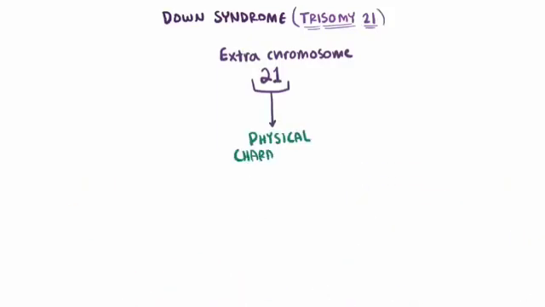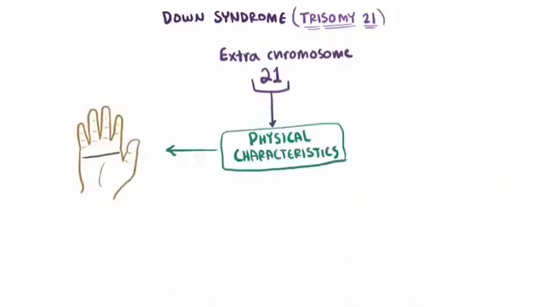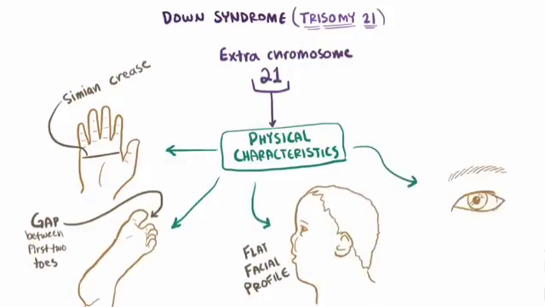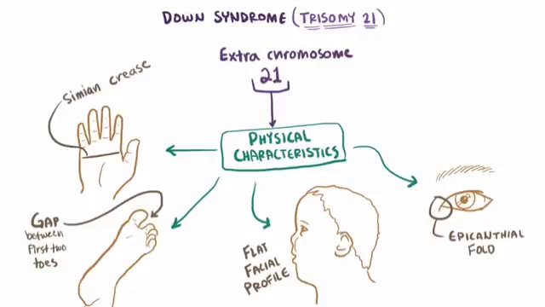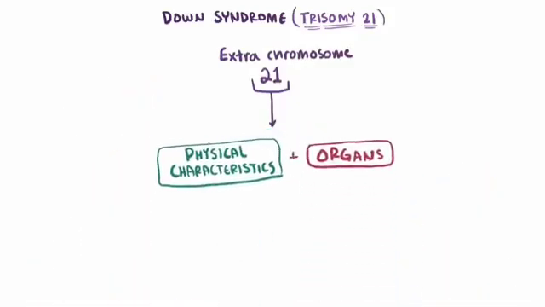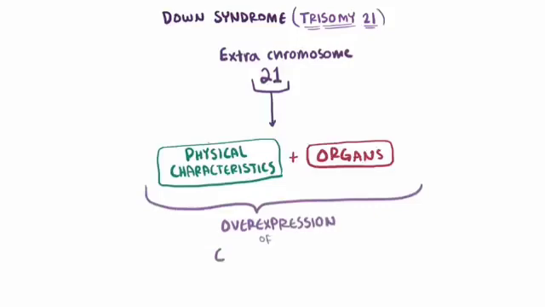There are several physical characteristics as well, like a simian crease in the hands, a gap between the first 2 toes, a flat facial profile, and epicanthal folds. Having an extra chromosome 21 is thought to affect these systems by an overexpression of genes on chromosome 21, since there's an extra copy contributing to gene expression, which changes the development of all the systems just listed.